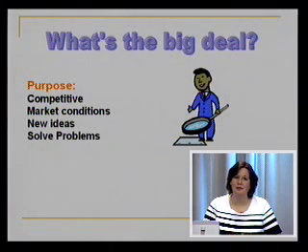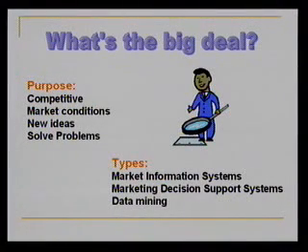And we also use market research to solve problems. We are not going to concentrate on that problem solving in this segment. We're going to look at that a little bit more in the next one. What we're going to look at today is some different types, some different things we use to continuously collect market research information. We are going to look at market information systems, marketing decision support systems, and then something that is called data mining. And we're going to look at each of these individually.